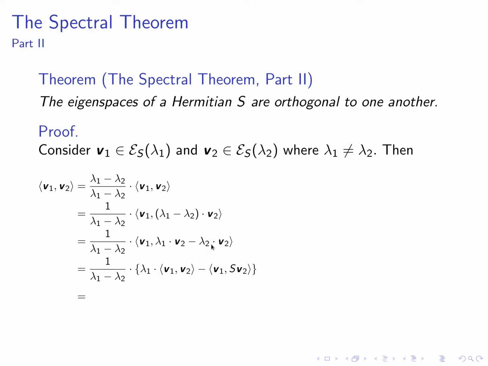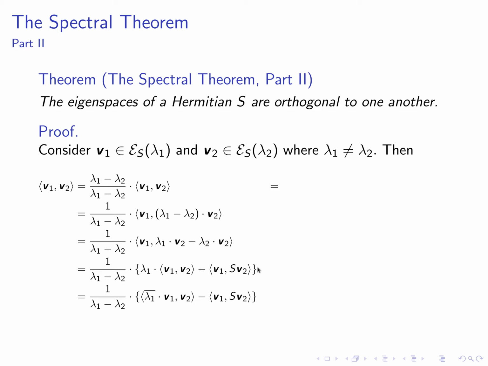times v2 is guaranteed to equal S times v2 because v2 came from the eigenspace of S where the eigenvalue was lambda 2. So after distributing, we're left with lambda 1 times the inner product of v1 with v2 minus the inner product of v1 with S times v2.